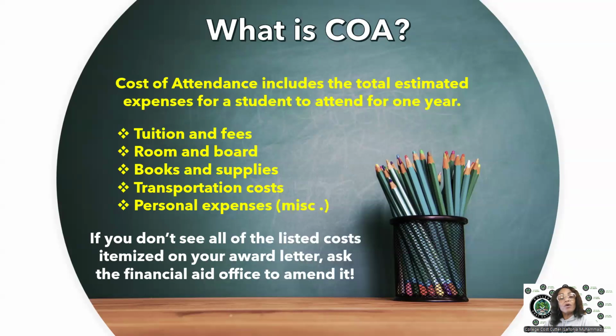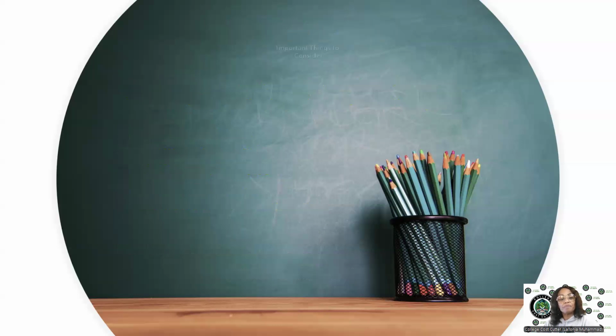If you're looking at an award letter from a college and you don't see all of those listed costs itemized there, go back to your financial aid office and ask them to amend it so that all of the associated expenses with cost of attendance are reflected in that award letter. On a college's website, if you're doing your college research, you should also see all of these categories listed under cost of attendance. But certainly if you don't, as you get deeper into your research, reach out to the financial aid office to make sure all costs are captured.